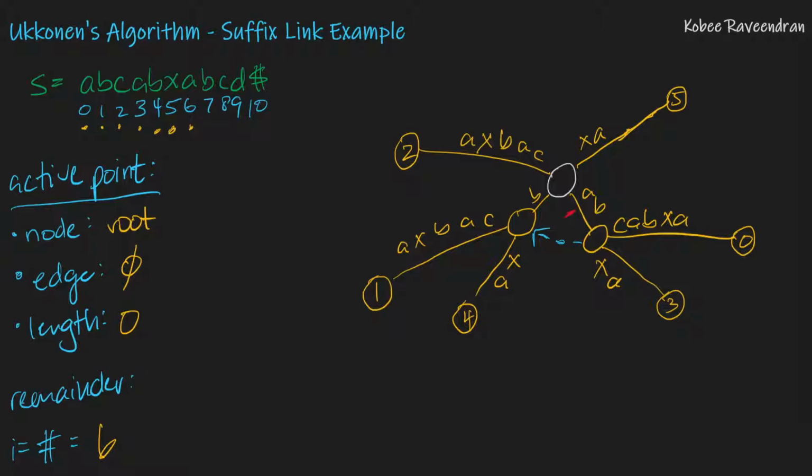So since we didn't add a suffix in this iteration, I'll increment the remainder, and I'll also update this chart for where the active point is. So it's right after the A, which means from the root we take the edge starting with A and go down 1 unit. And we can now go to the next iteration, which takes us to iteration 7. We have a B. I'll add that B to all the leaf edges.